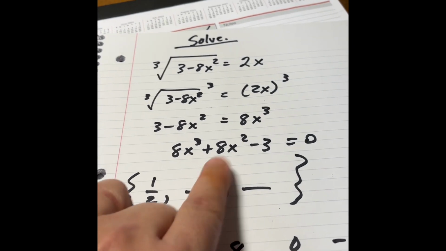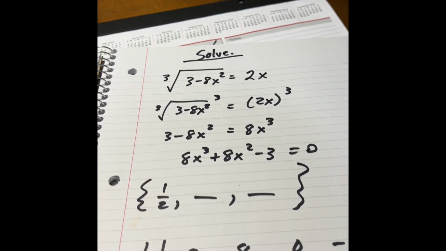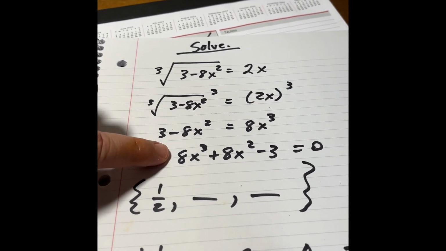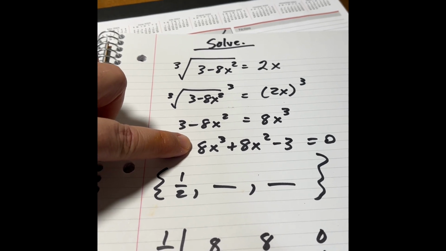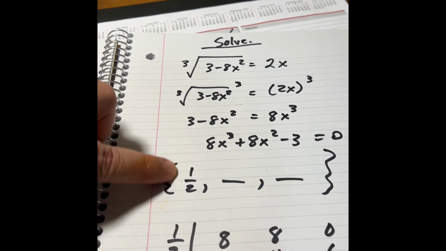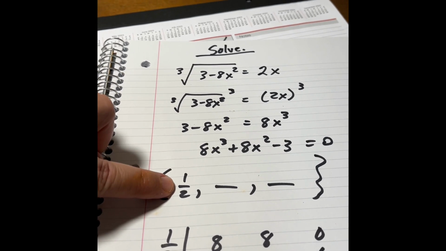So I graphed this on my graphing calculator and I found this to be an x-intercept. So I'll do a follow-up video on showing that. But the bottom line is you can't factor this. And so the only way to do it is to either graph it and find one x-intercept or to use the rational root theorem and find one x-intercept.